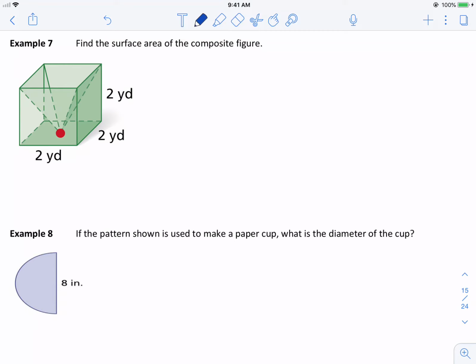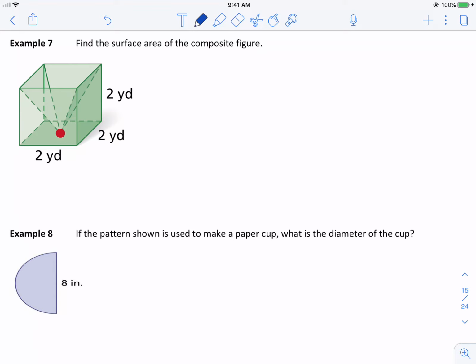Example 7, we're asked to find the surface area of this composite figure. This is a really cool problem. I like this one for a couple reasons, but it can be a little bit difficult to visualize. So what we have going on here is a cube with edge lengths of 2 yards, and out of that cube we've scooped out a square pyramid.